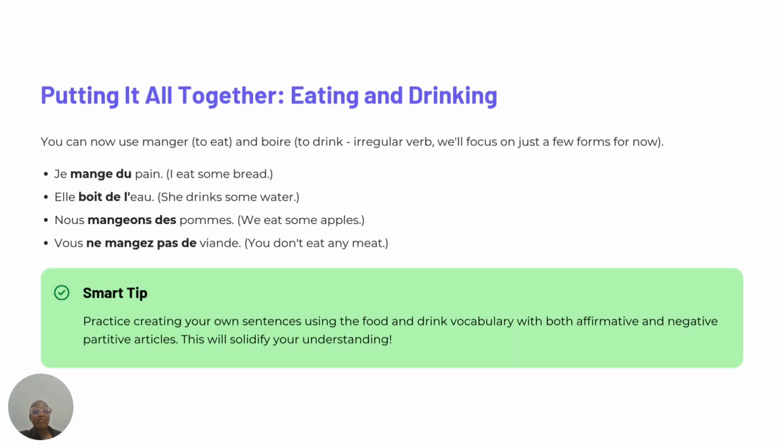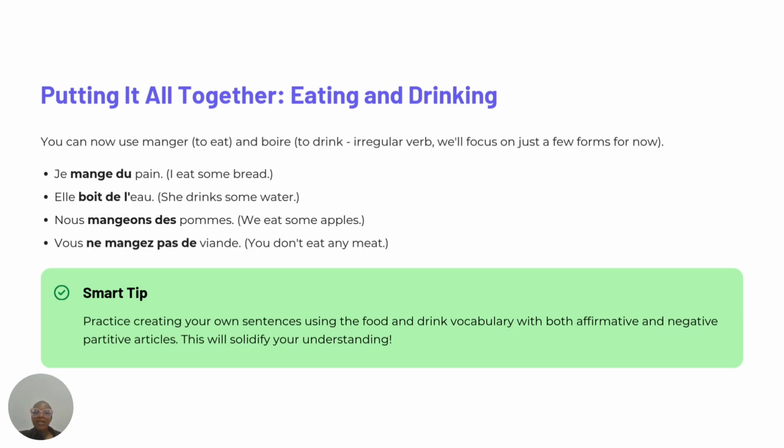Alright, so let's put everything together: eating, drinking. So now you can make use of your manger and boire to say to eat and to drink, right? Manger is a regular verb, boire is an irregular verb. You already know this, so you should be able to conjugate them perfectly. So je mange du pain means I eat some bread. Elle boit de l'eau means she drinks some water. Nous mangeons du pain means we eat some bread. And vous ne mangez pas de viande means you don't eat any meat.